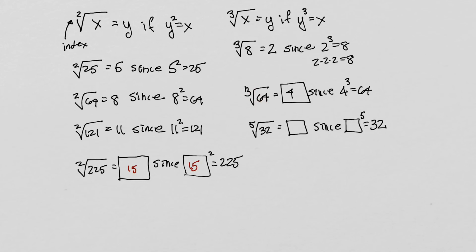So what are we going to put in here? Well, it turns out that this is 2 because 2 to the 5th is 32. 2 to the 5th is 2 times 2 times 2 times 2 times 2. That turns out to be 32.